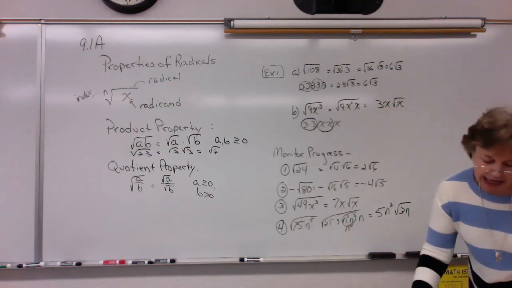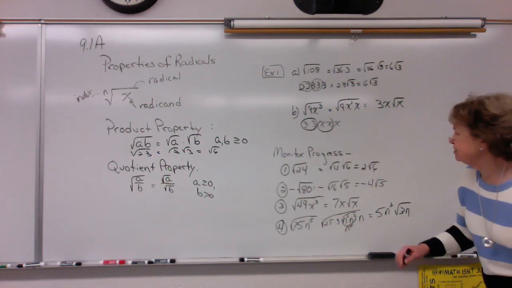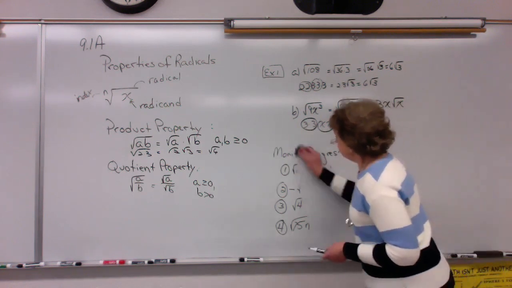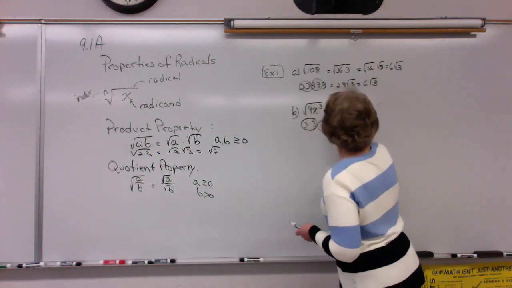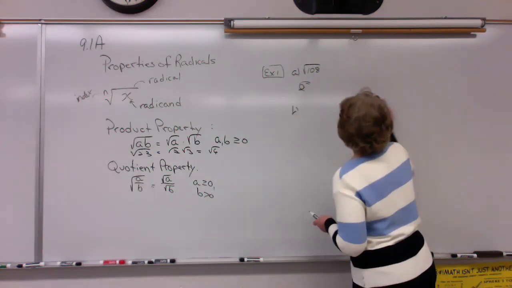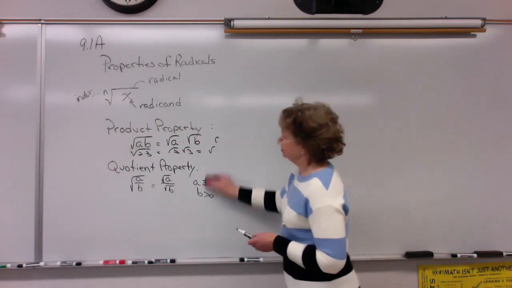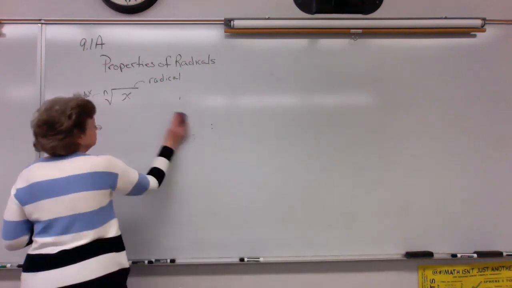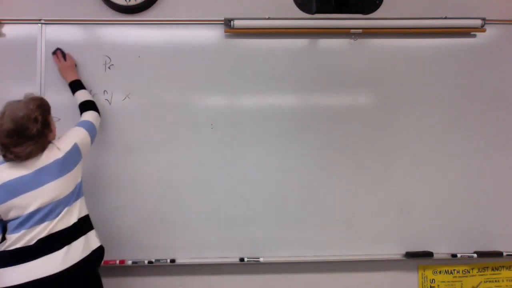We also want to look at example 2. So these were all simplifying using the product property. Example 2 on the next page in your textbook uses the quotient property, which means we can pull those fractions apart.